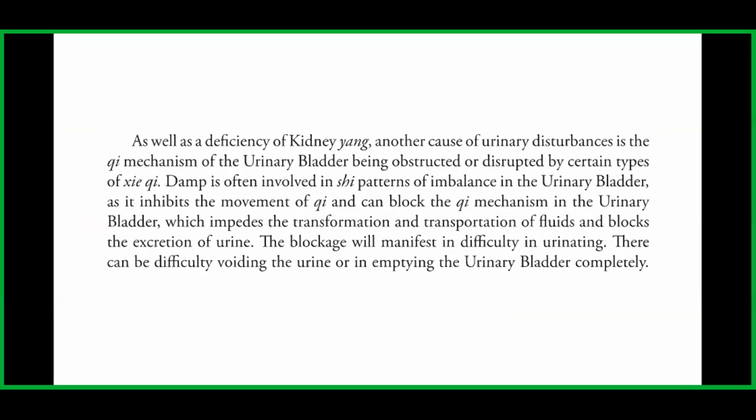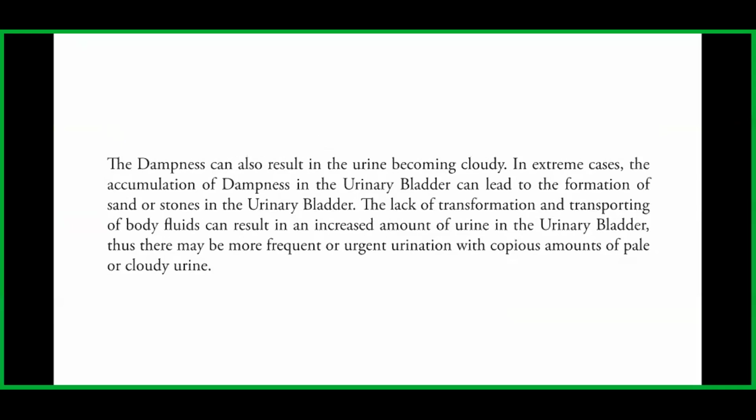As well as the deficiency of kidney yang, another cause of urinary disturbances is the Qi mechanism of the urinary bladder being obstructed or disrupted by certain types of pathogenic Qi. Damp is often involved in excess patterns of imbalance in the urinary bladder, as it inhibits the movement of Qi and can block the Qi mechanism in the urinary bladder, which impedes transformation and transportation of fluids and blocks the excretion of urine. The blockage will manifest in difficulty in urinating. There can be difficulty voiding the urine or in emptying the urinary bladder completely. The dampness can also result in the urine becoming cloudy.